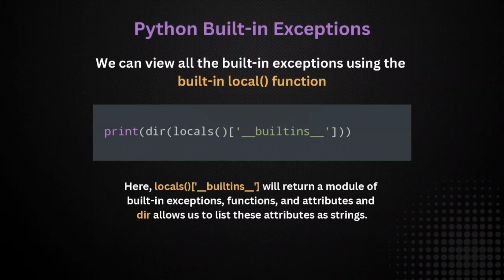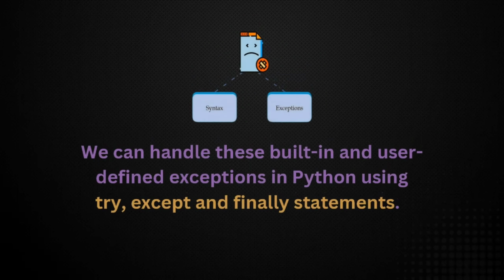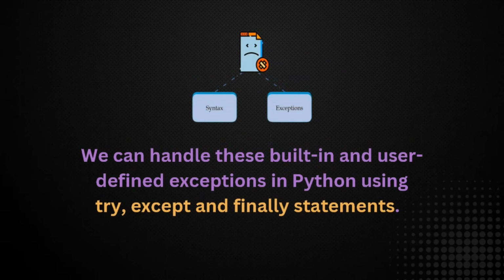In Python, we have built-in exceptions, and we can view all of them using the built-in locals function. How to call this function? You just need to write locals parentheses, and inside square brackets write the name of the module inside which all the built-in exceptions are declared, and then we write dir, which allows us to list these attributes as strings. A few of the examples we saw earlier, like FileNotFoundError, IndexError, and Exception, are all built-in Python exceptions. We can handle these built-in and user-defined exceptions in Python using try, except, and finally statements. What they are, when to use them, and their functionality, we will see in a while.